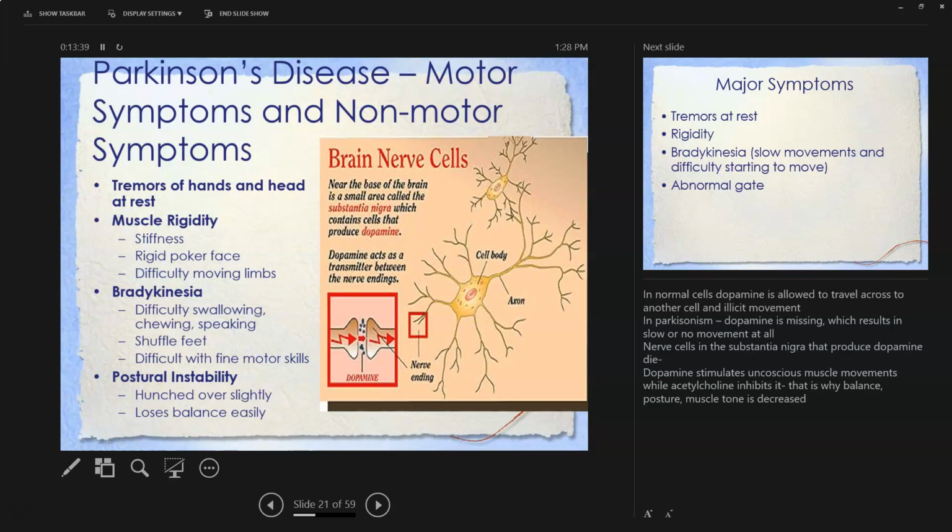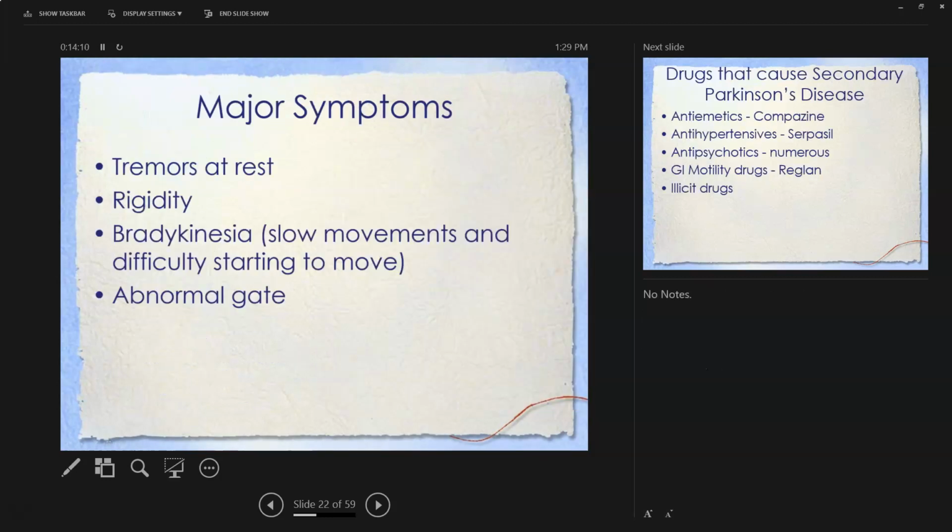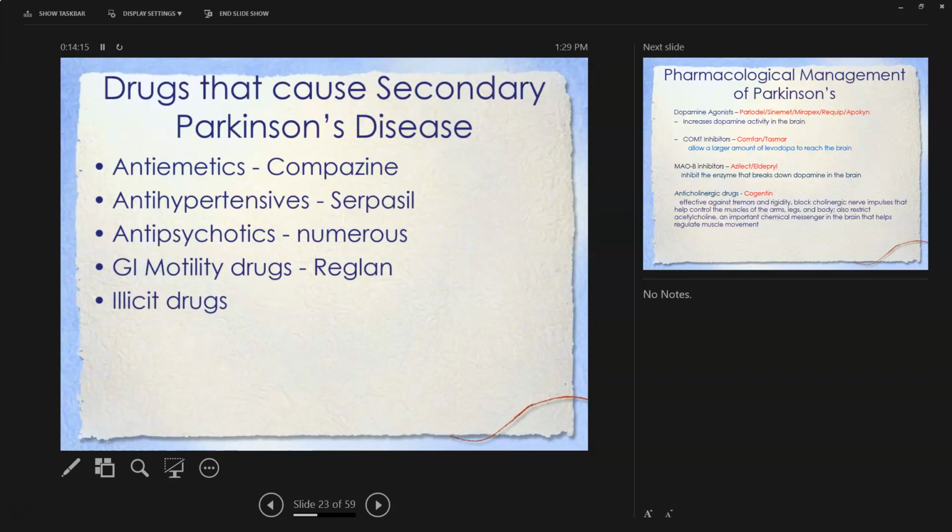What happens is that brain nerve cells near the base of the brain, in the substantia nigra, contain the cells that produce dopamine. And dopamine acts as a transmitter between the nerve endings. They have found that dopamine is the culprit of Parkinson's disease. It's an imbalance of the dopamine between the transmitters of the nerve endings that causes the problems. We talked about the major symptoms with my friend.